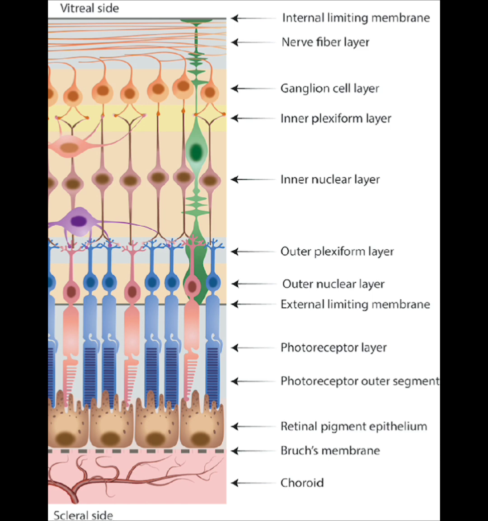Retinal pigment epithelium, RPE. This is the maintenance crew and light trap. It's the outermost layer, sitting right next to the choroid blood supply. It contains pigment to absorb stray light, preventing glare, like black paint inside a camera. It provides nutrients and recycles the outer segments of the photoreceptors, which are constantly shedding.